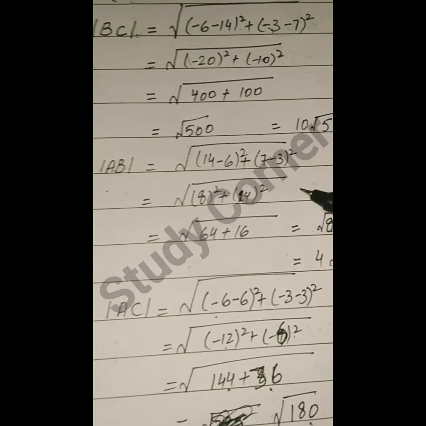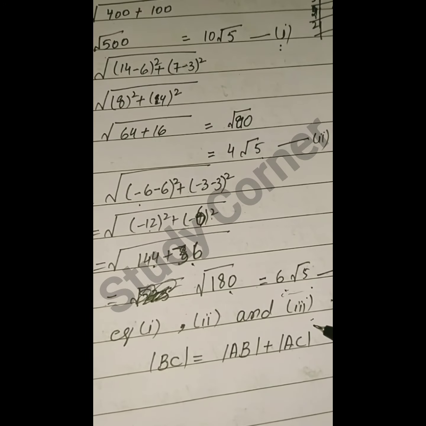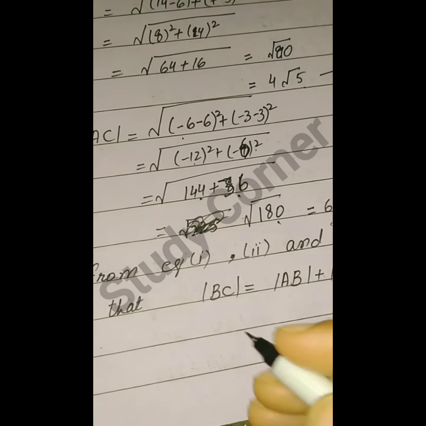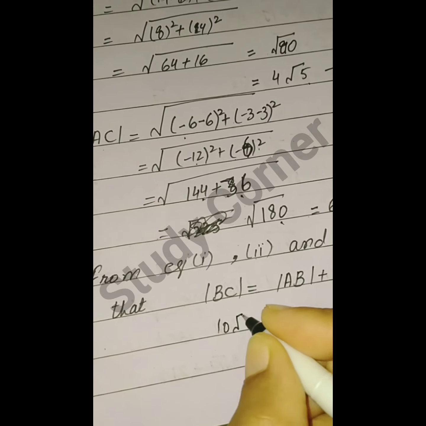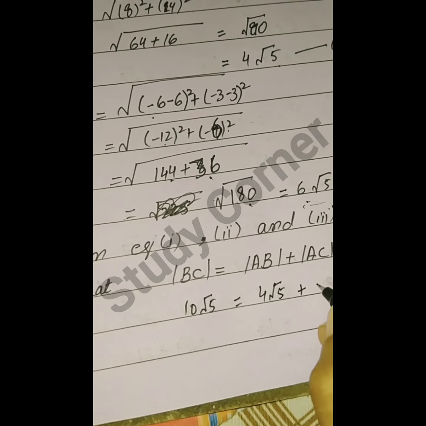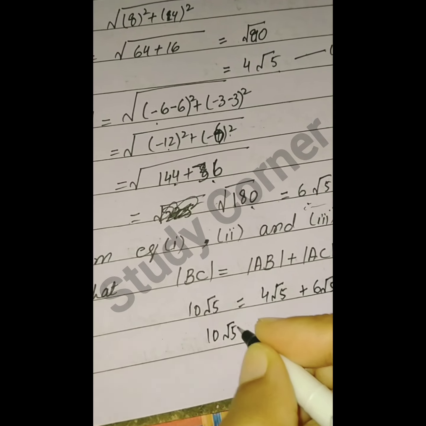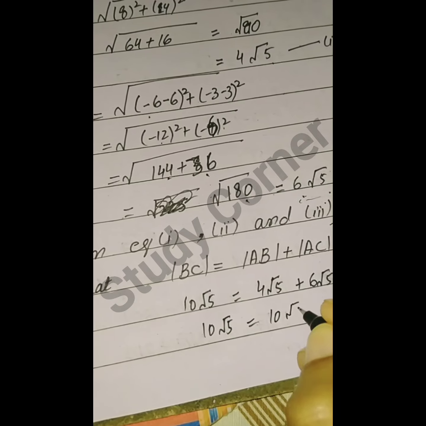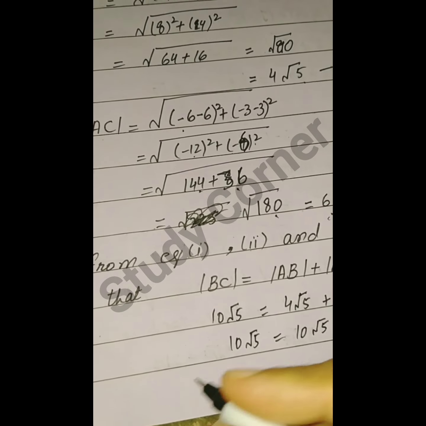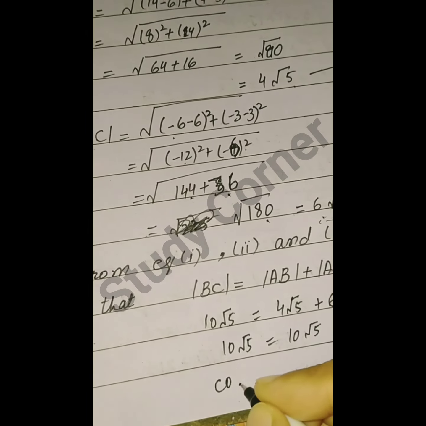Now we have three equations: BC is equal to 10 square root of 5, AB is equal to 4 square root of 5, and AC is equal to 6 square root of 5. So we find that BC, that is 10 square root of 5, is equal to AB plus AC, that is 4 square root of 5 plus 6 square root of 5. So yes, 10 square root of 5 is equal to 10 square root of 5. So by the distance formula, the 3 given points are collinear.